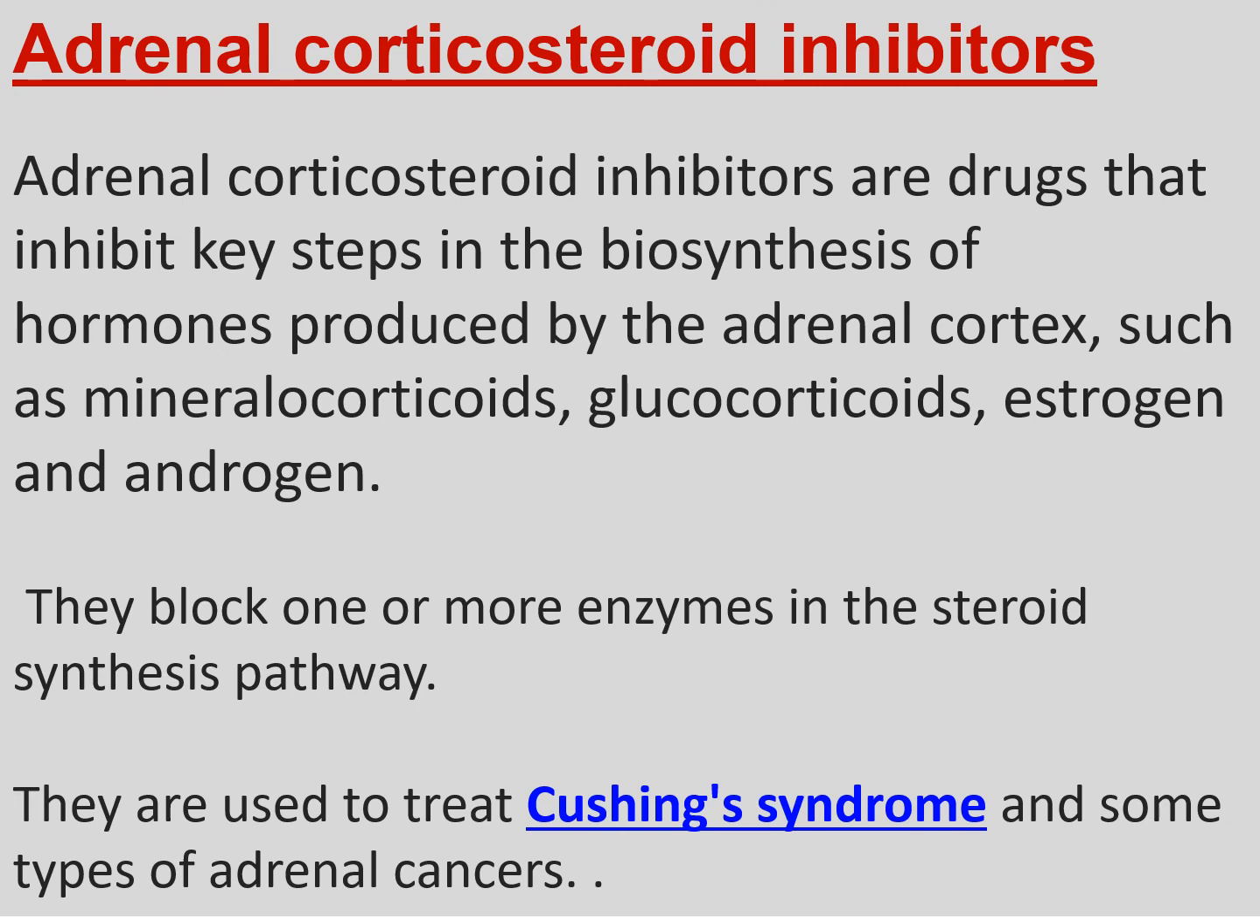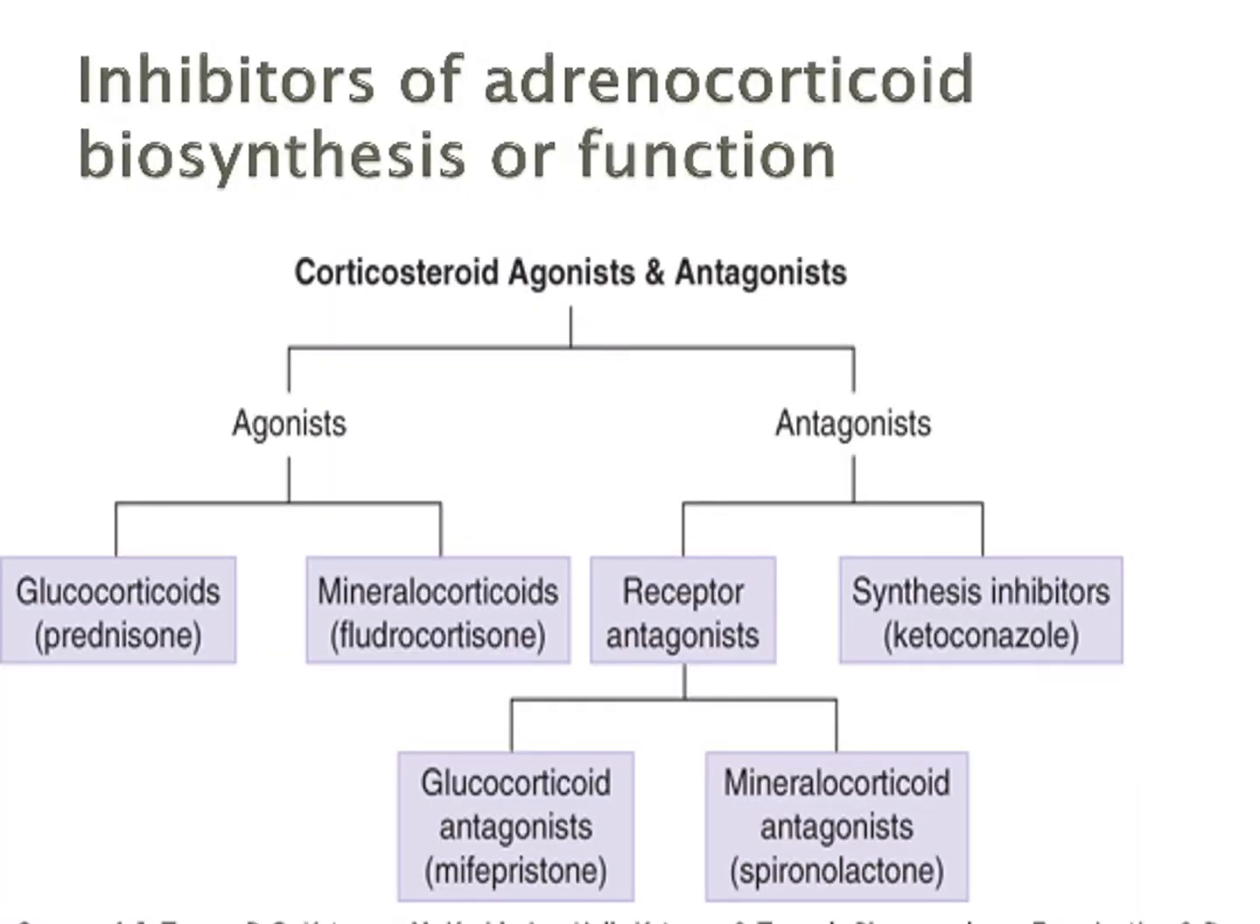Now, there are certain drugs which are called adrenal corticosteroid inhibitors. These are the drugs that inhibit the key step in the synthesis of hormones produced by the adrenal cortex, such as mineralocorticoid, glucocorticoid, androgen, and estrogens. They block one or more key enzymes in steroid synthesis. They are used in Cushing syndrome, where there is excessive cortisol, and in other types of adrenal cancers. Here is the figure which is given in your books as well.